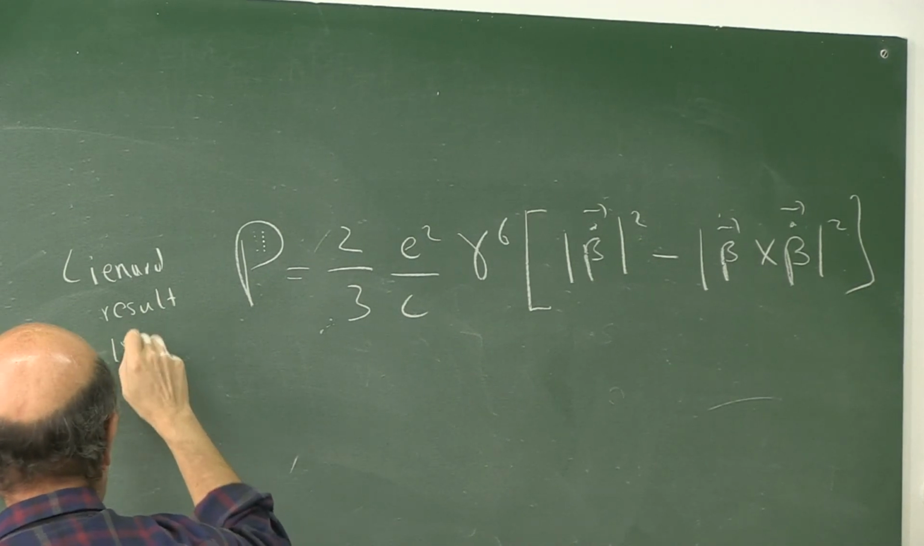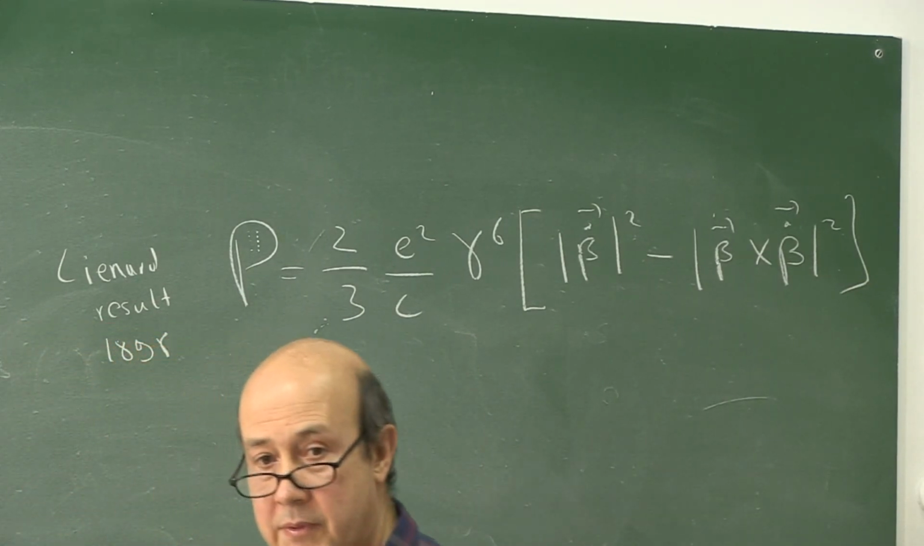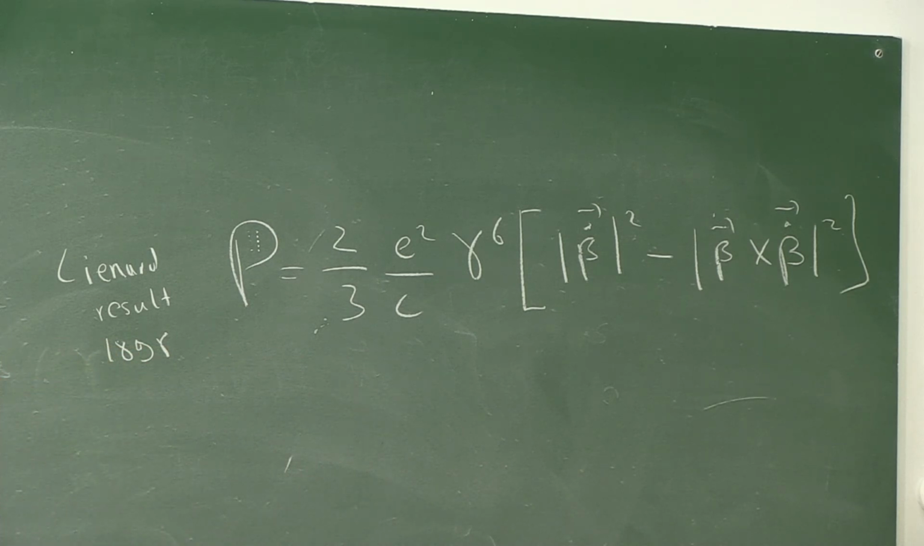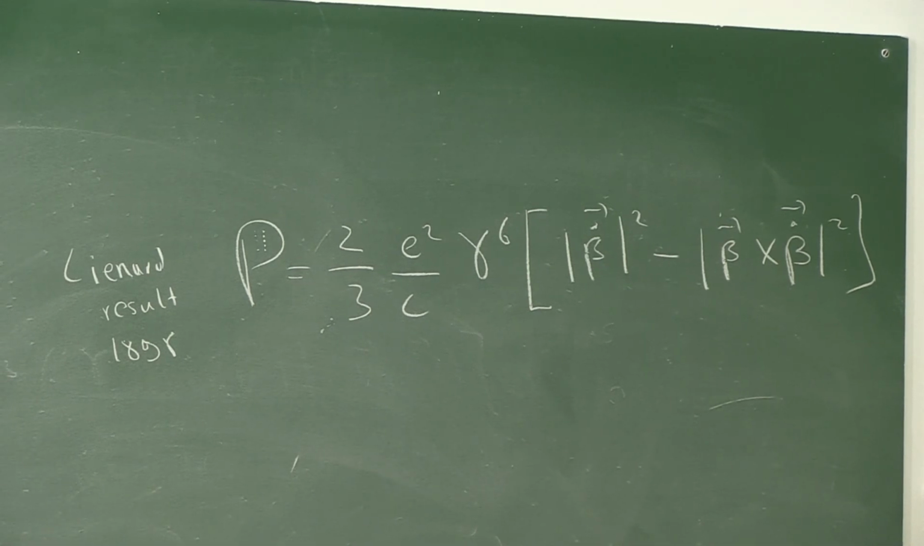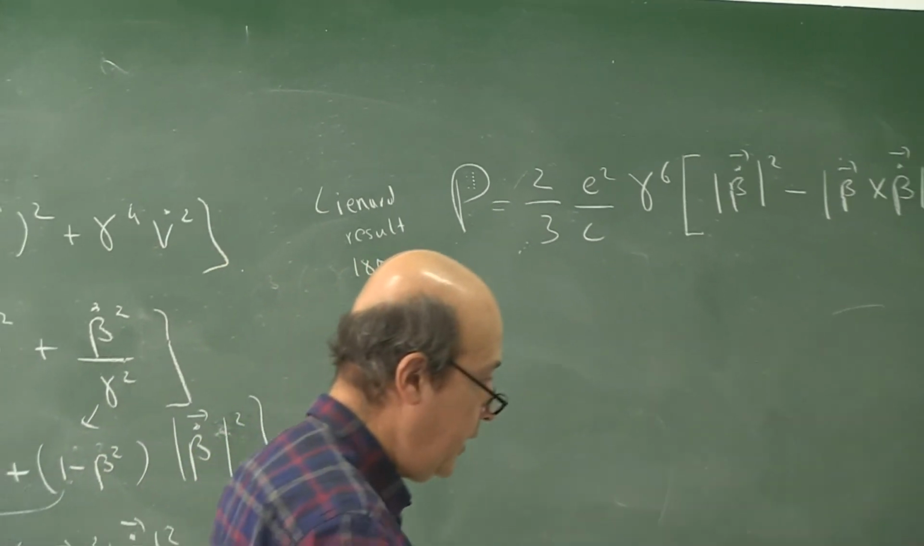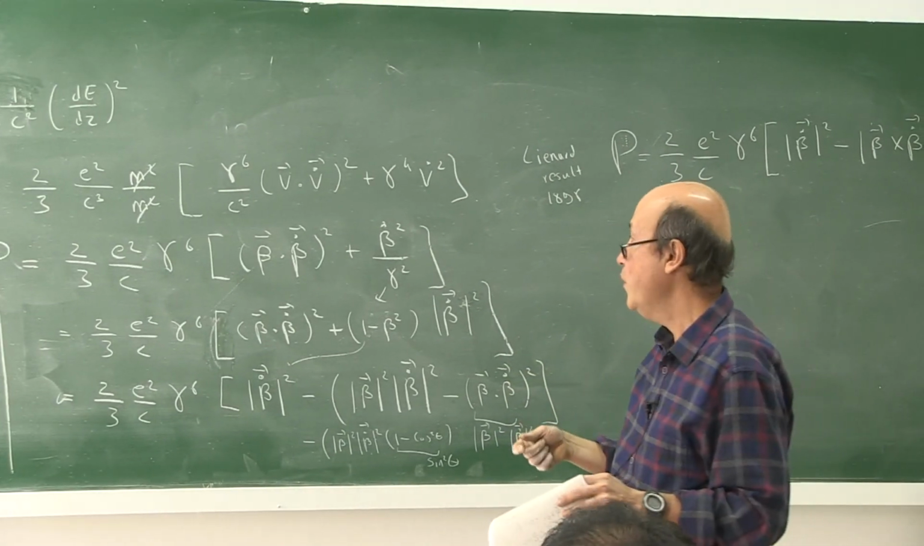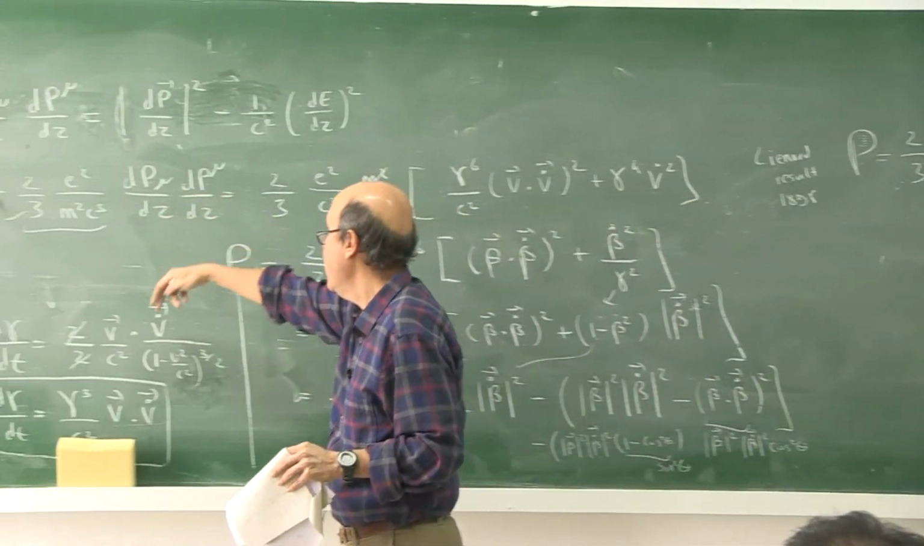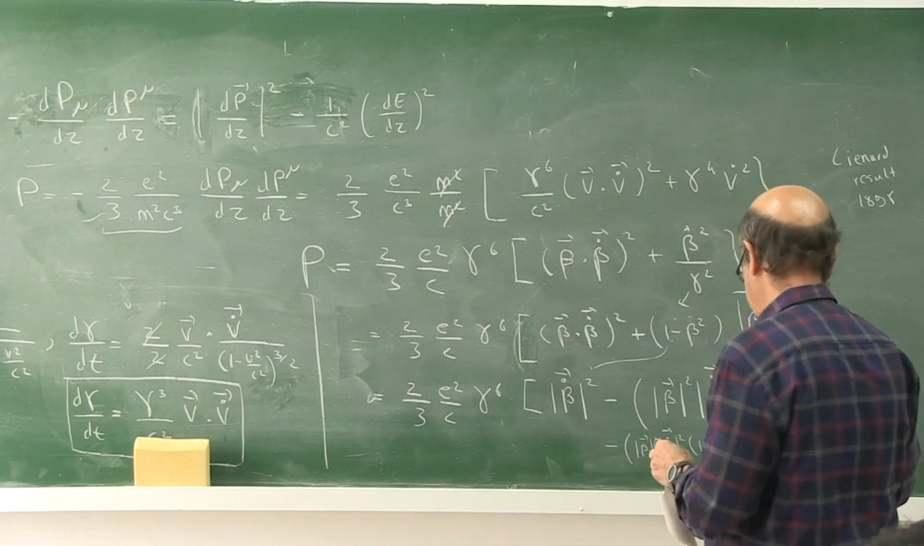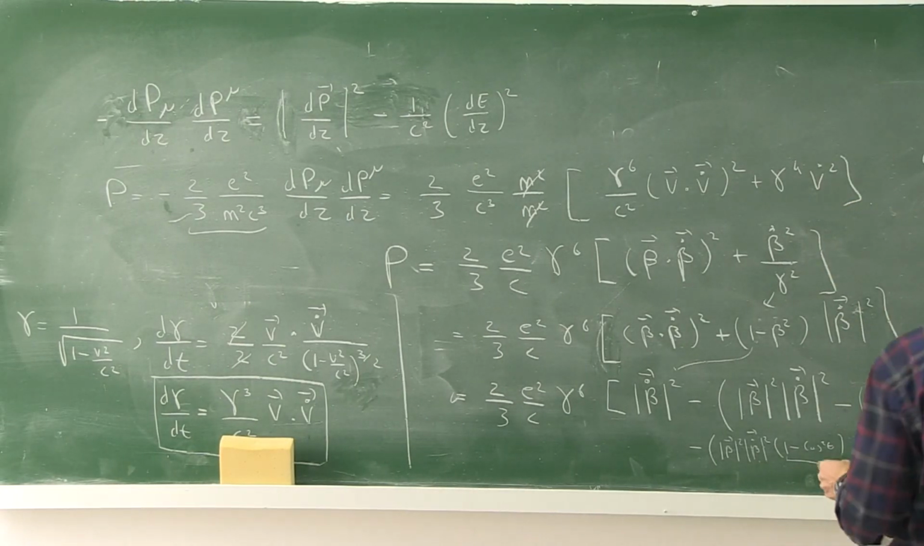In 1898, this was proposed: the total emitted power for a relativistic accelerated charged particle. What was done? Larmor's result, dp over dt dot dp over dt, force dot force, is generalized to dp mu over d tau, dp mu over d tau in the invariant form, and this result is obtained. So what are the consequences of this result?